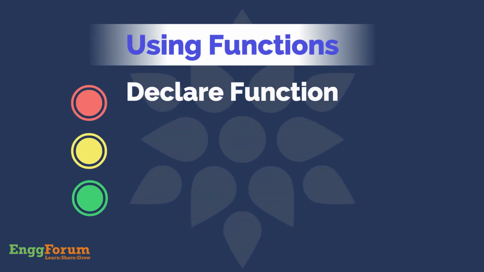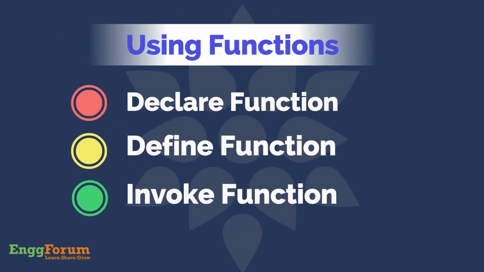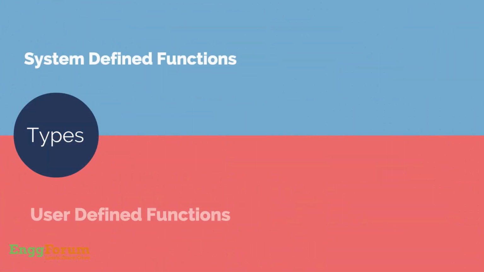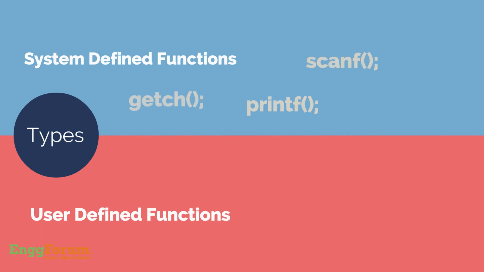Thus, there are three important things to consider while coding a function. First, declaring a function. Second, defining a function. The function definition will have the tasks that a function will perform. Third and important, calling a function or invoking a function. A task within the function will not be performed until the function is called or invoked. Functions can be classified into library functions or system-defined functions and user-defined functions.